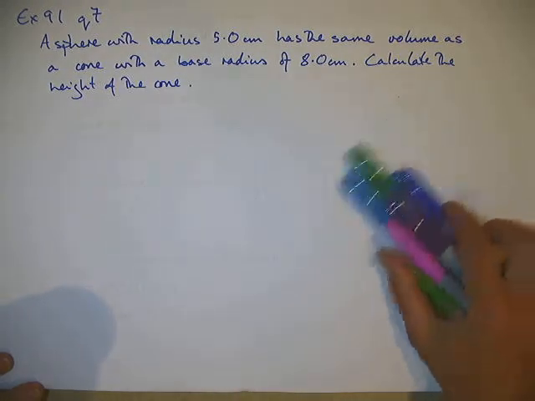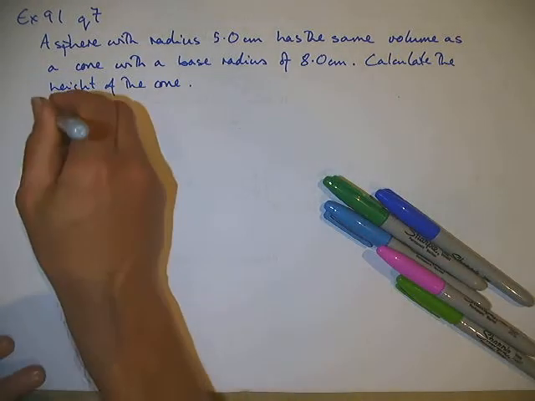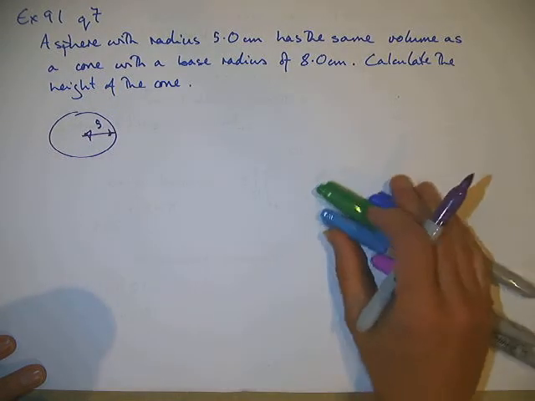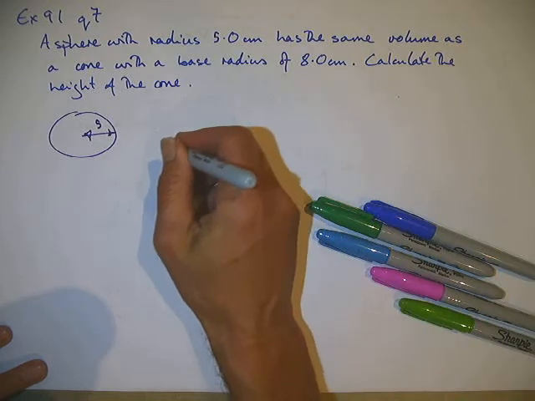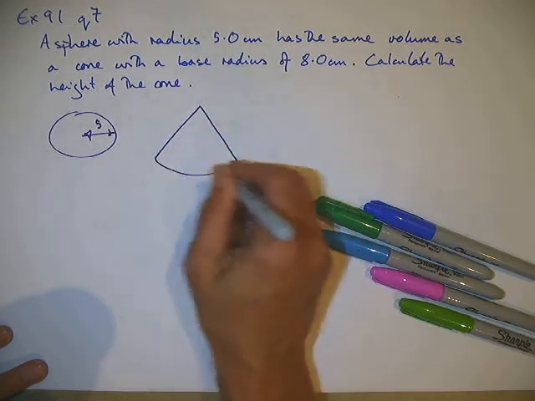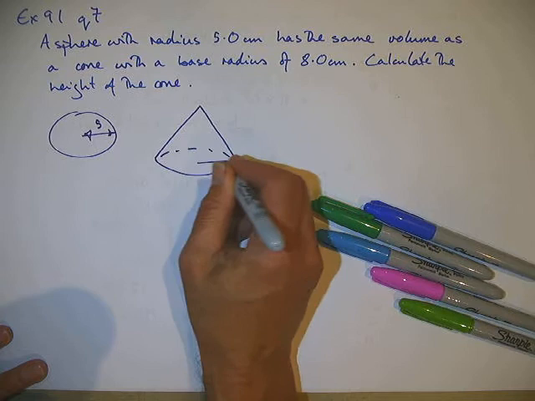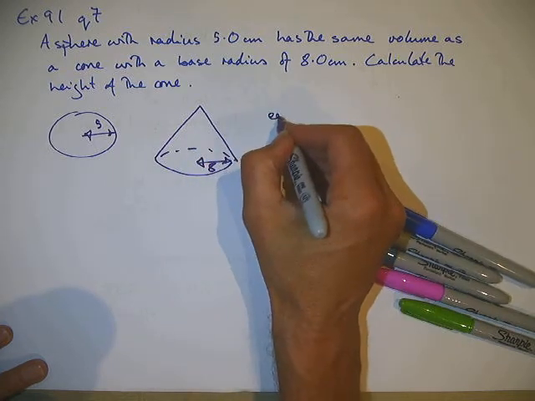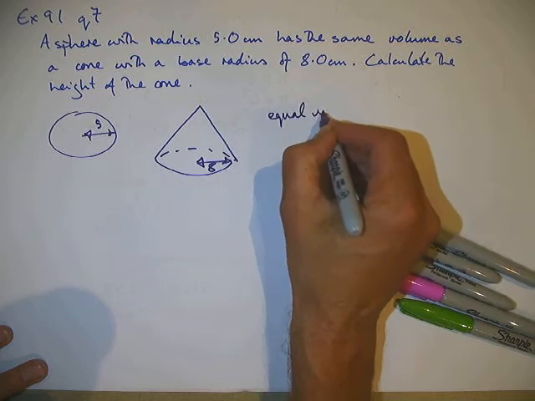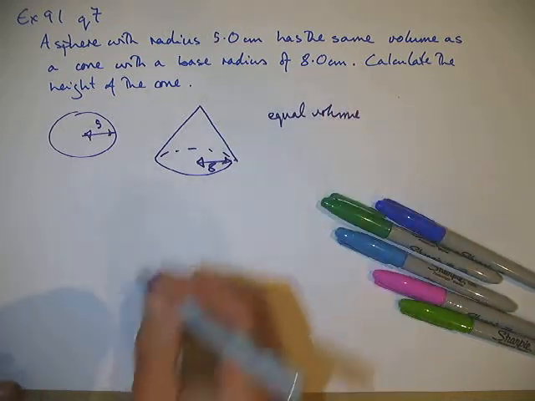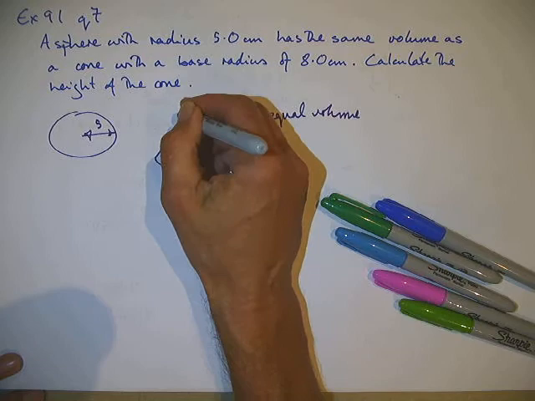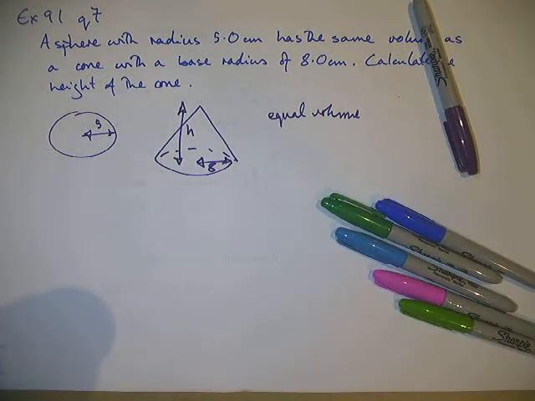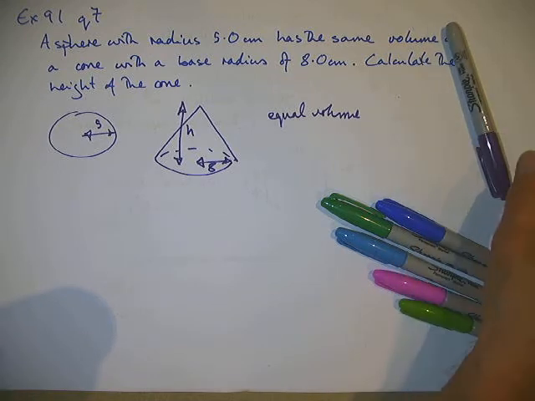So 9i question 7: a sphere with radius 5 has the same volume as a cone with base radius of 8. So they have equal volume. Calculate the height of the cone. On your exam, you're going to be given the formulae in the relevant questions.